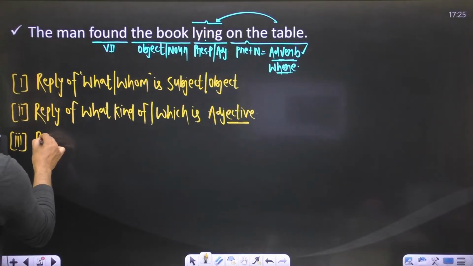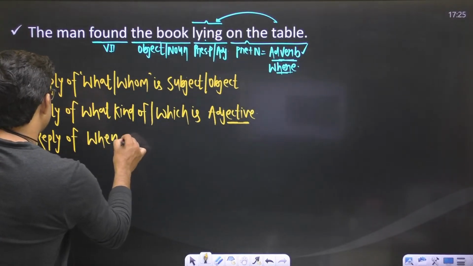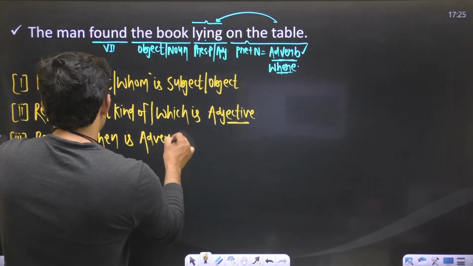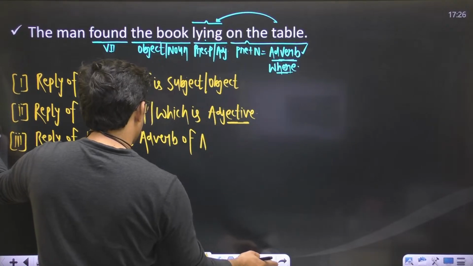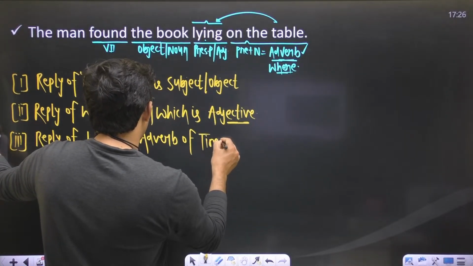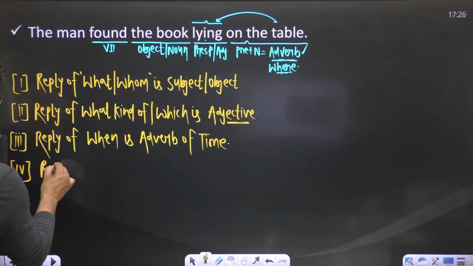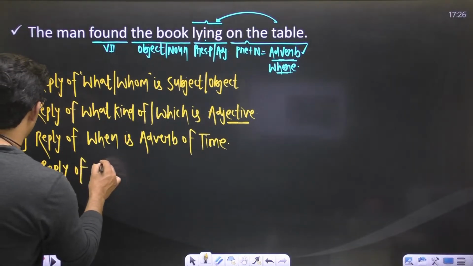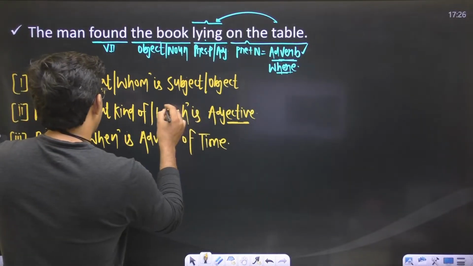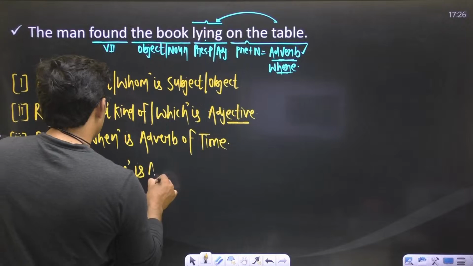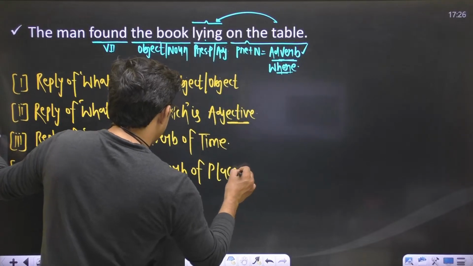Third point is the reply of when. The reply of when is adverb of time. We are talking about when. And the fourth point is the reply of where. The reply of where is what? The reply of where is adverb of place.